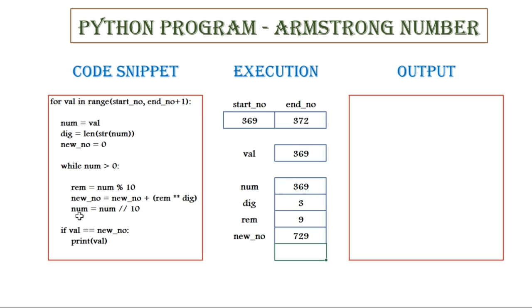Next we are doing num equal to num floor division by 10. So this is going to return the quotient after dividing by 10. Now the value of num is going to be 36.